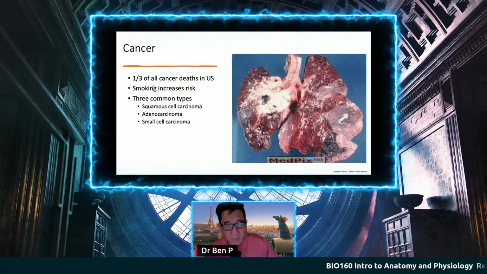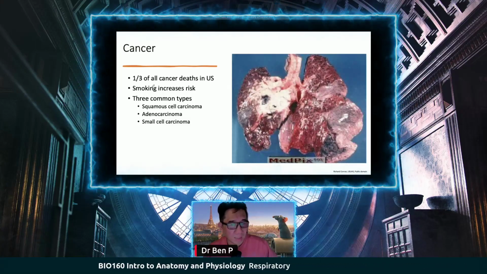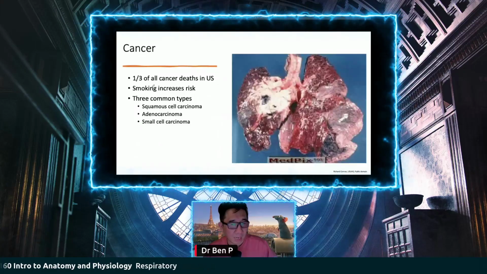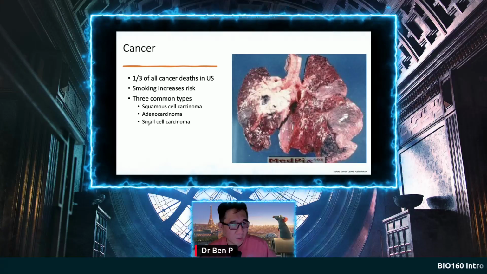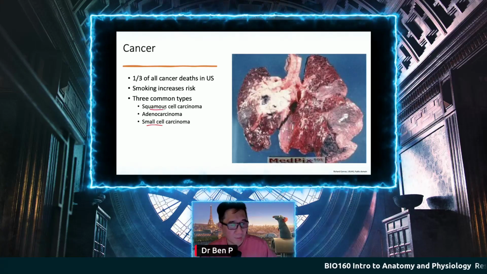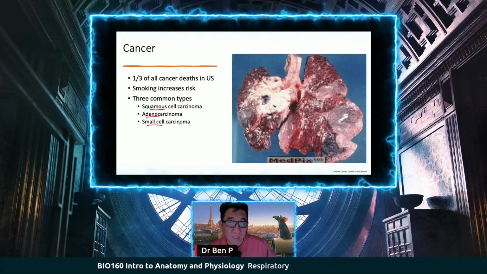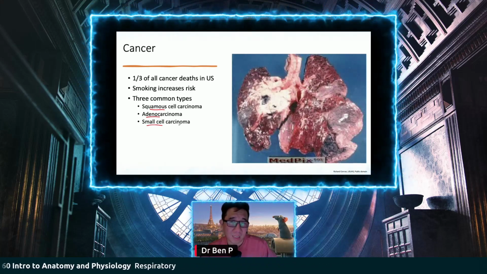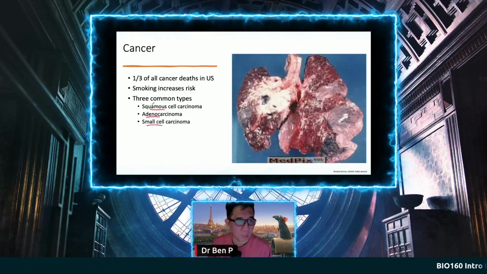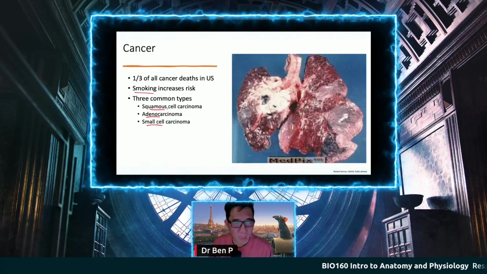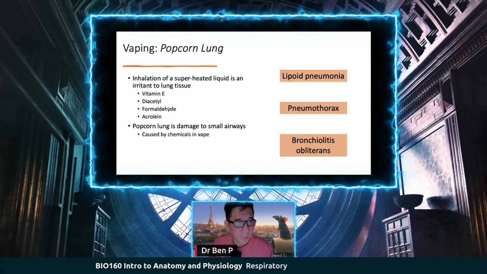Then you have cancer. A third of all cancer in the U.S. is lung cancer. There are different types of lung cancer. The most common one is small cell carcinoma. You also have squamous cell carcinoma and adenocarcinoma, which involve different layers of your lungs and different types of epithelial cells in your lungs. Again, most of them are caused by smoking, and secondhand smoke tends to cause this as well.